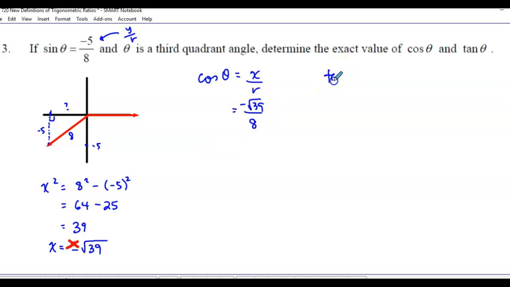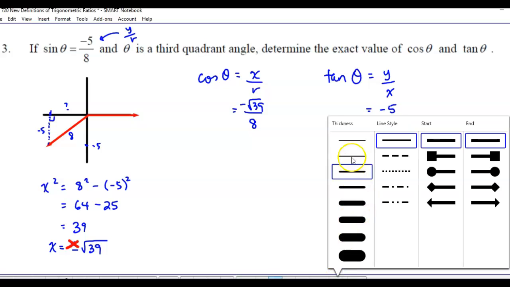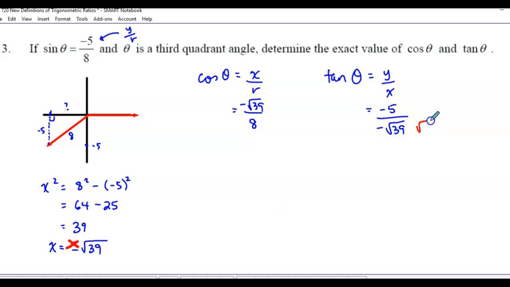Okay, and then tan of theta, remember, is y over x. So now y we know is negative 5, x we know is negative root 39, and now we have to rationalize that denominator. So you can kind of see why we did radicals and rationals when we did. So here, a negative divided by a negative is a positive, so it's going to be 5 root 39 over 39. Okay. That's that one.